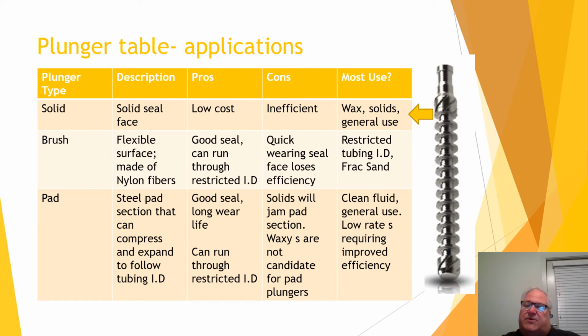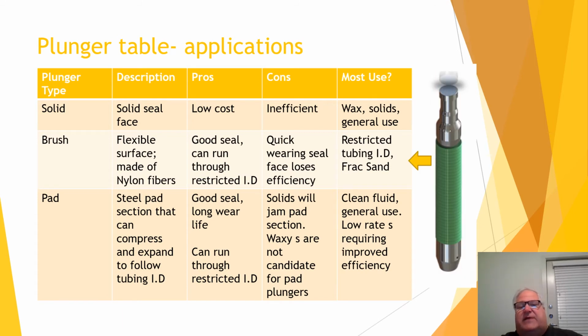There's another example where we have the ribs cut into it that'll make that plunger spin a bit when it's falling or in a gas stream. Then we have a brush. Now the brush is a flexible surface. They're typically made of nylon. Sometimes they're like a coil that's slid onto a mandrel. Sometimes they're actually wrapped and wired right to the plunger body.